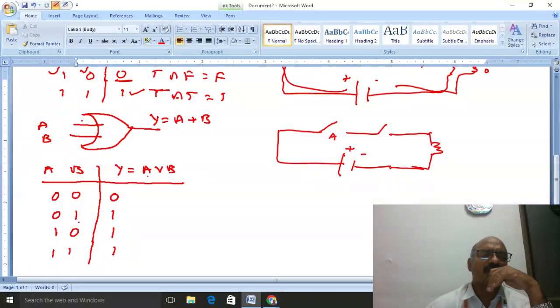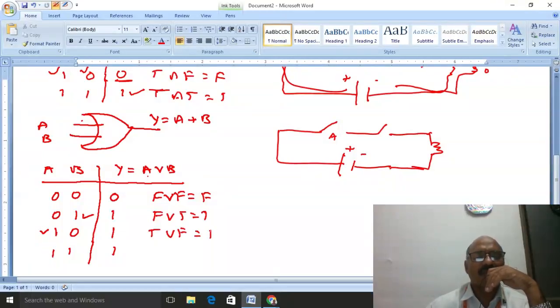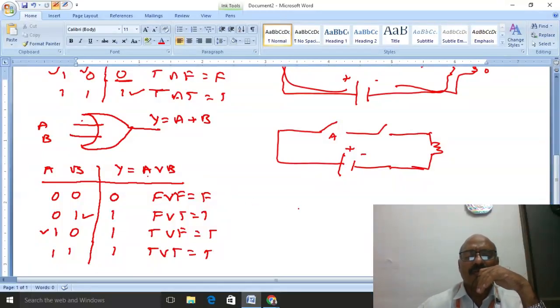So if any one input is high, or any one input is true, then the output is true. Generally we write it as false or false equals false, false or true equals true, true or false equals true, true or true equals true. Now we can analyze how the circuit for the OR gate is. I'm going to write it like that.